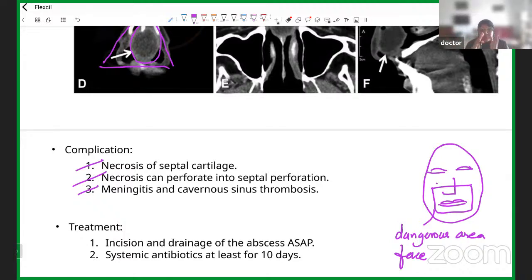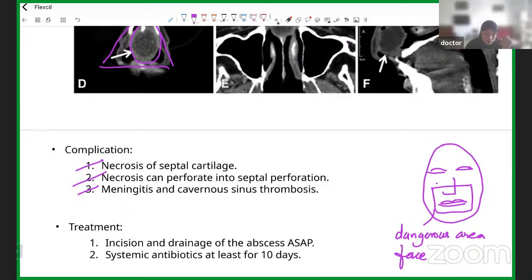So remember, septal abscess itself is a complication of septal hematoma, and the complication of septal abscess is necrosis of the septal cartilage. If the necrosis doesn't heal or is not treated properly, it may lead to septal perforation. And the septal abscess can travel through the dangerous area of the face. It can cause infection, cavernous sinus thrombosis and meningitis.